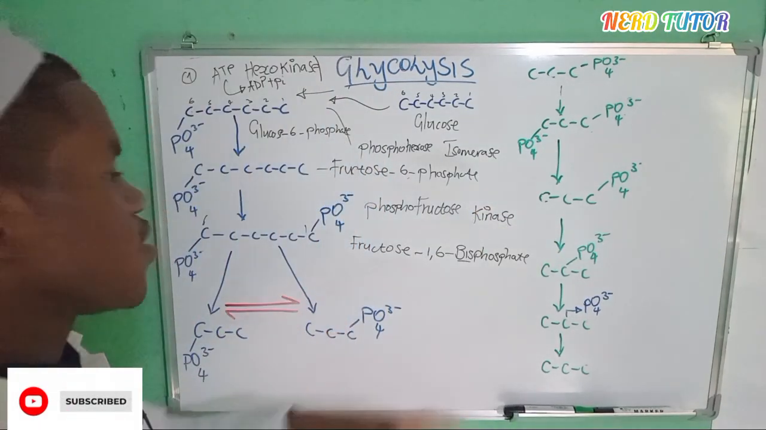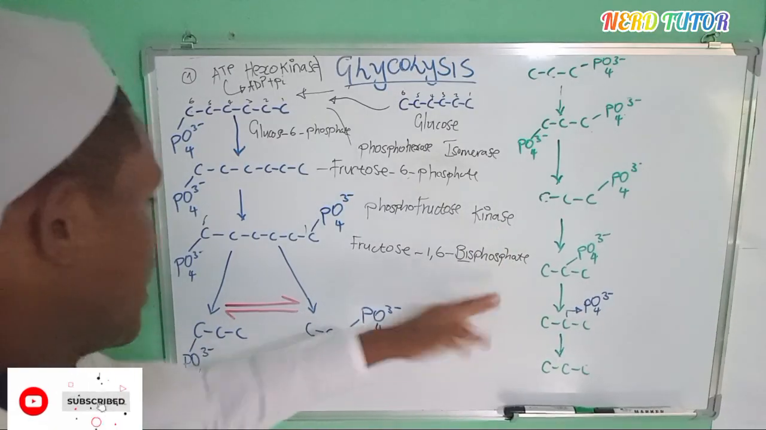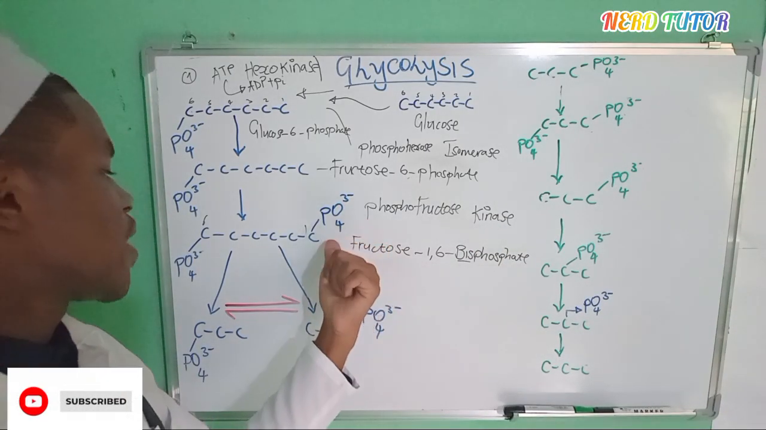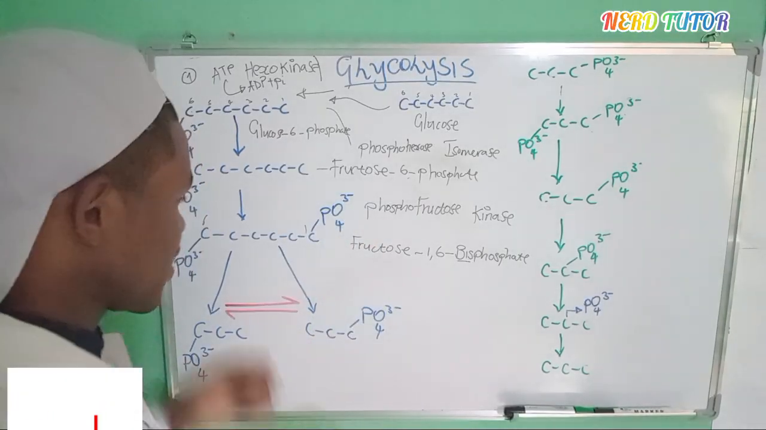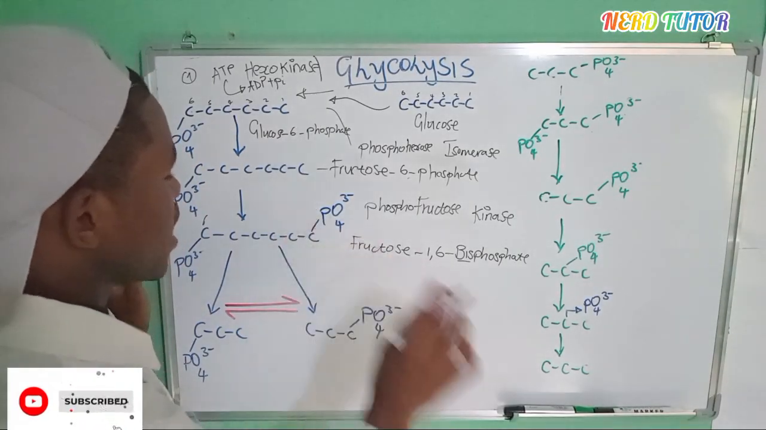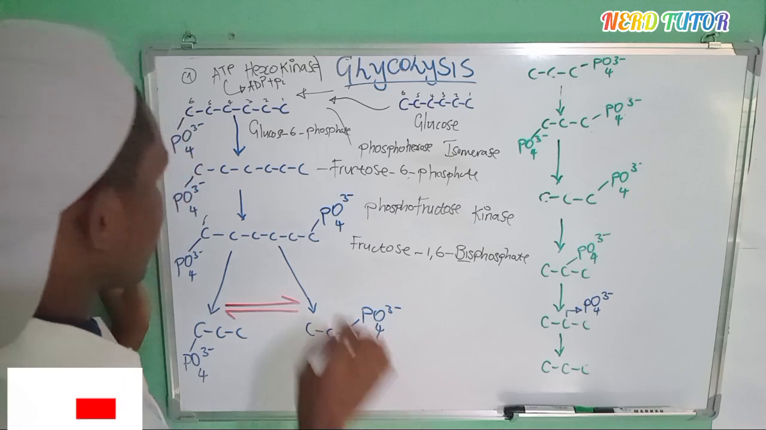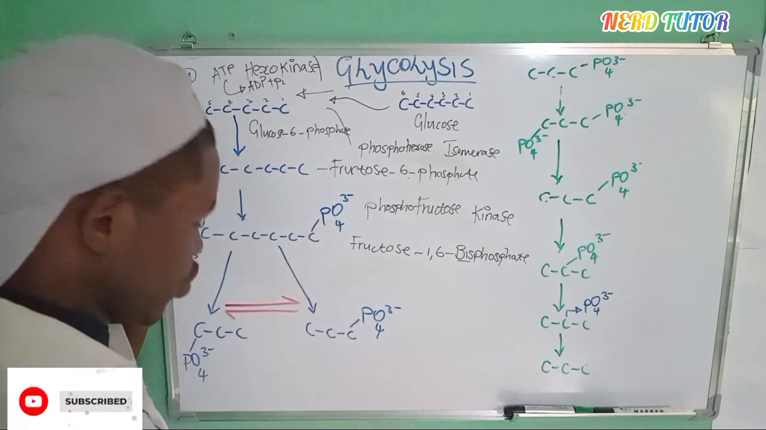Why kinase? Because it is carrying what? A phosphate. It is carrying a phosphate and bringing it here. So where is it getting this phosphate from? That's a question that we have to ask. So this phosphate is coming from the ATP. So meaning the ATP even here was introduced.